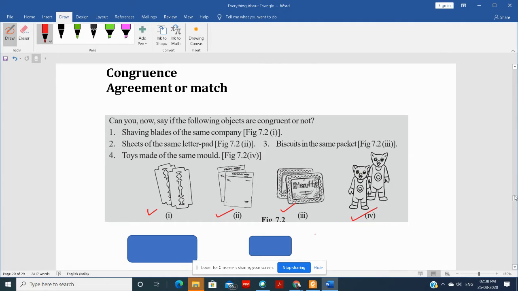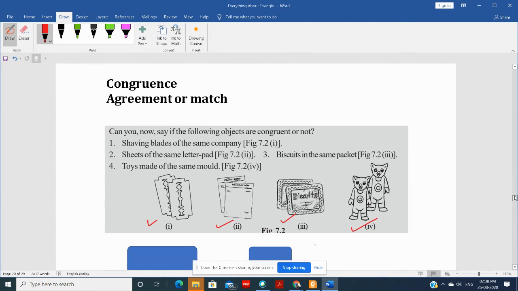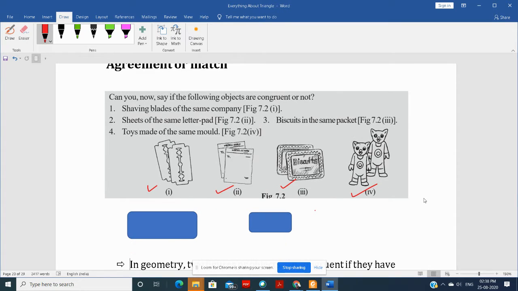Now, look at these two figures. Are they the same? Well, they look the same. But if I try to keep this one on this one, they won't overlap. Means, however, they are of the same shape, but the sizes are different.